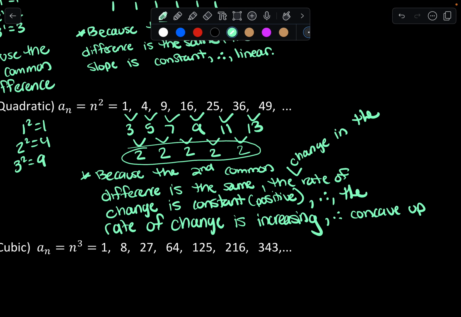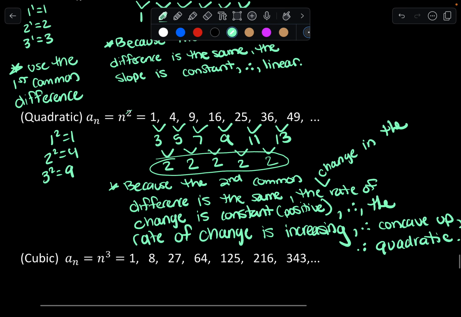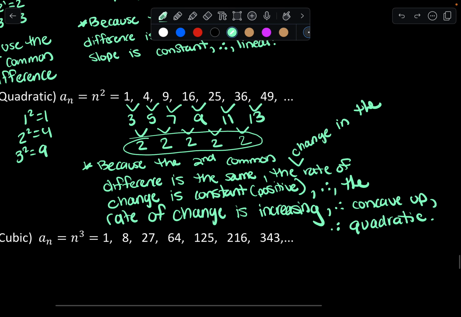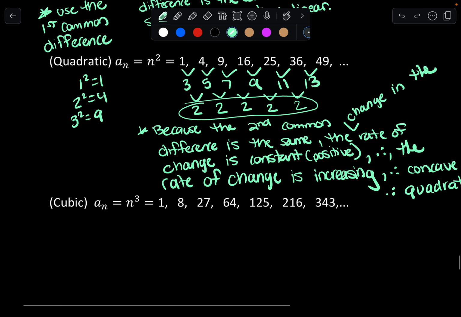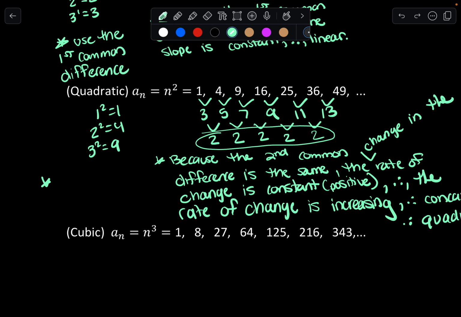So we have a quadratic, therefore quadratic. Now, obviously not every concave up curve is going to be quadratic or parabolic, but in this case, because we use the common differences, we know that this is going to be a quadratic. Okay, so I know that's a little confusing. We're looking at the change in the rate of change. Basically, we're talking about how the rate of change is increasing or decreasing. All right, so this one here is, we use the second common difference.